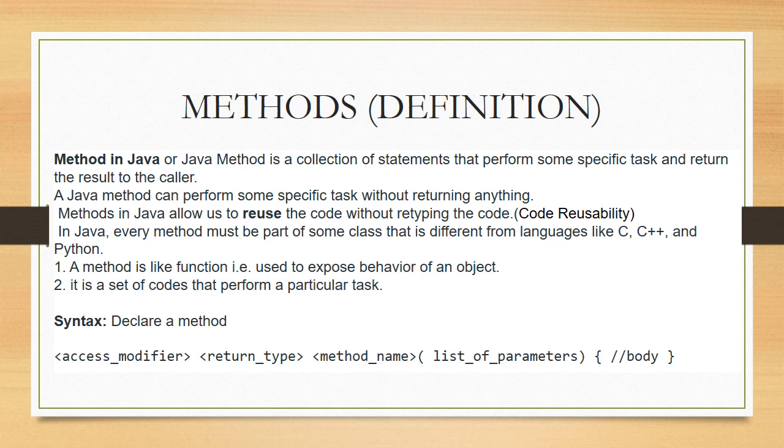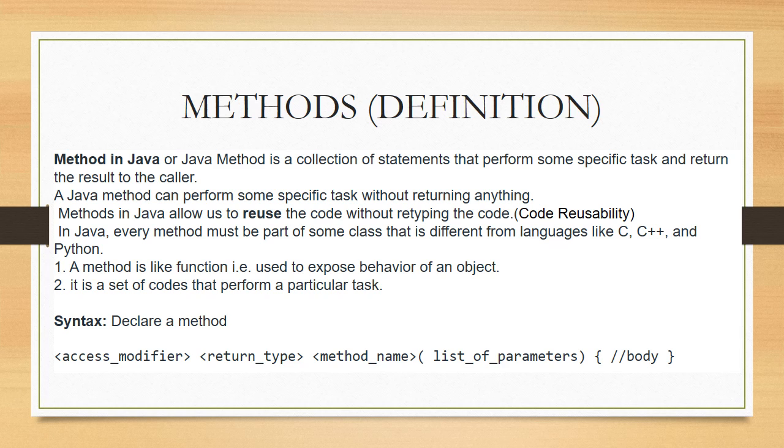the caller. Whatever we want to repeat or whatever we need again and again, for that we can make a function, or we can call it a method. So a Java method can perform a specific task without returning anything, or if we wish, then the method can return a single value. Methods in Java allow us to reuse the code. That means the main use of a method is code reusability. We can reuse the code.